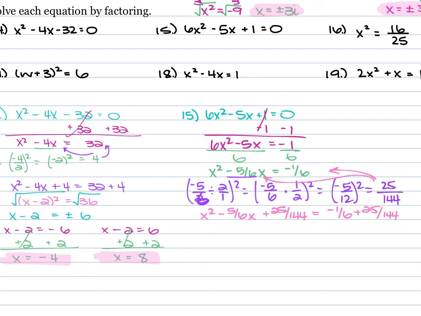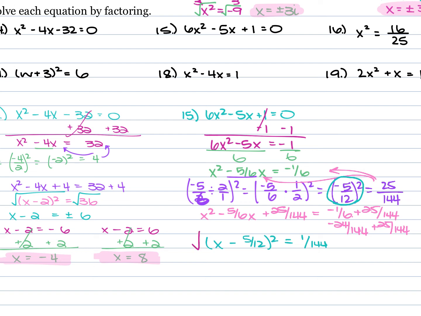The 6 and the 144, you can multiply the 6 by 24 in order to make it 144. So this would become negative 24 over 144 plus 25 over 144. So we are going to factor the left side, add the right side. The part that was being squared to get the 25 over 144 is negative 5 over 12. So that gives you x minus 5 over 12 squared is equal to negative 24 plus 25, which is 1 over 144.